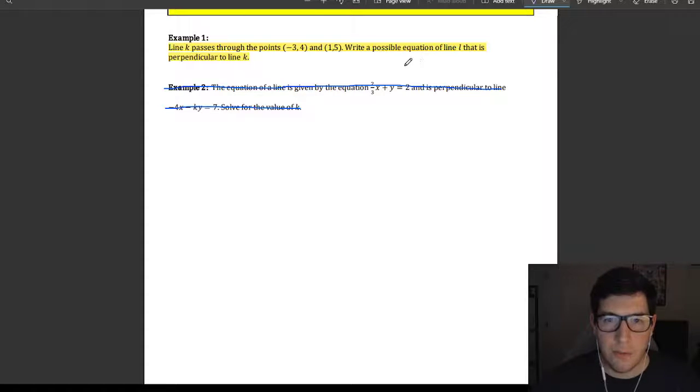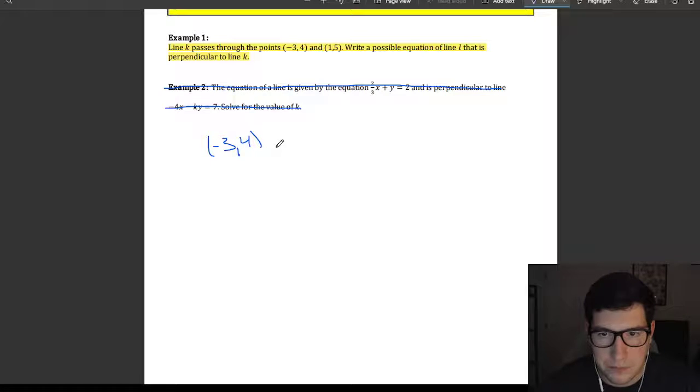All right, so everyone should have this down. What I'm being asked here is to write a possible equation of line L that's perpendicular to line K. But in order to know that, I need to know what line K is. So for line K, we know that we're passing through the points (-3, 4) and (1, 5). These are our two points that we're working with here.